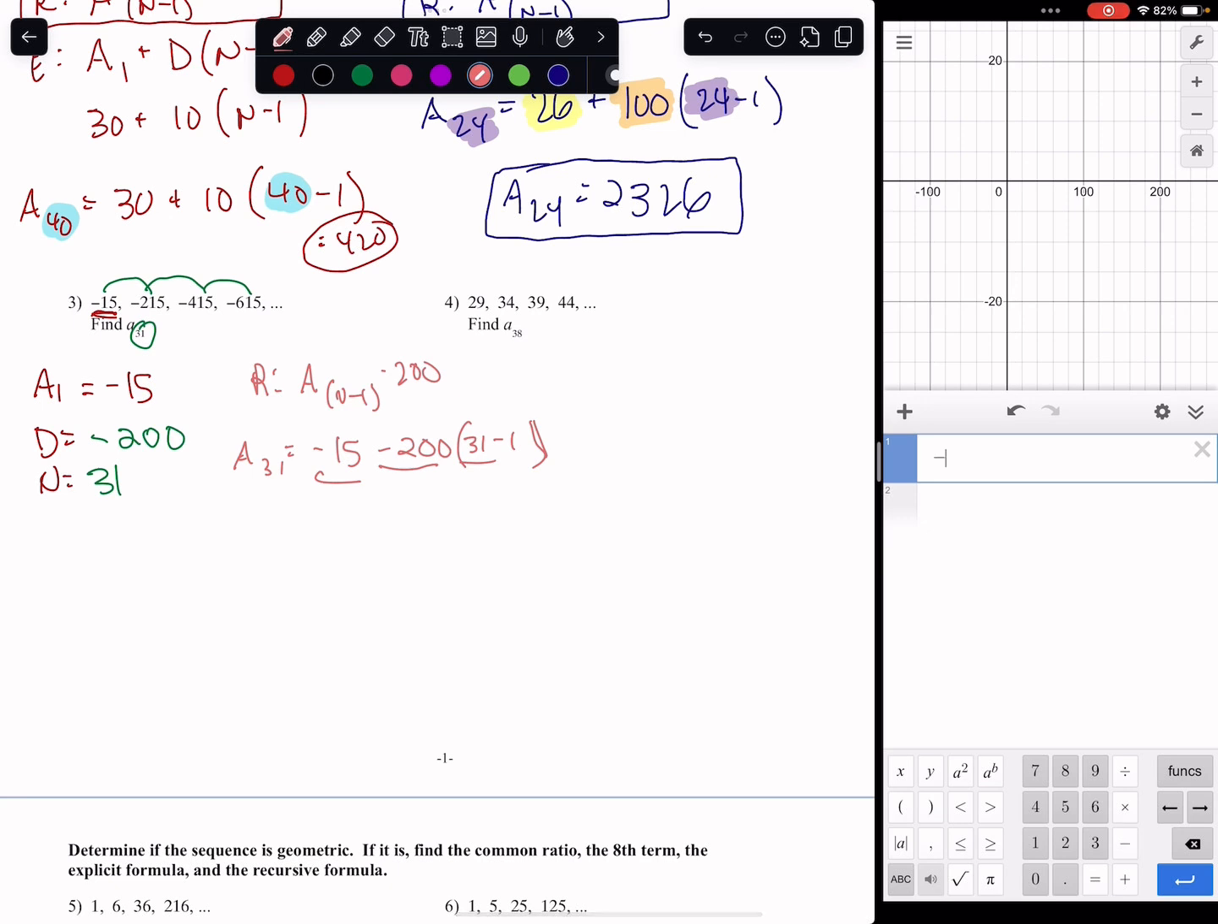So we got negative 15 minus 200 times, and I'm just going to put 30 because 31 minus 1 is 30. And if I kept this same pattern up, when I get to the 31st number down here somewhere, I'll be negative 6,015.